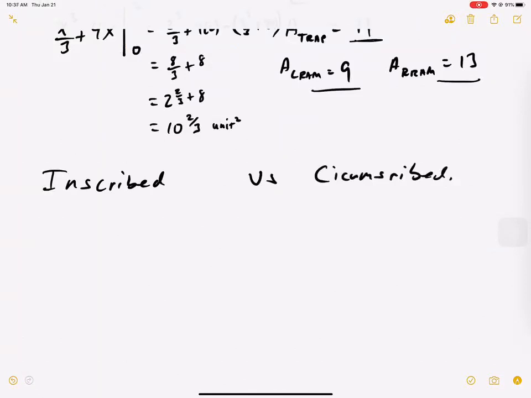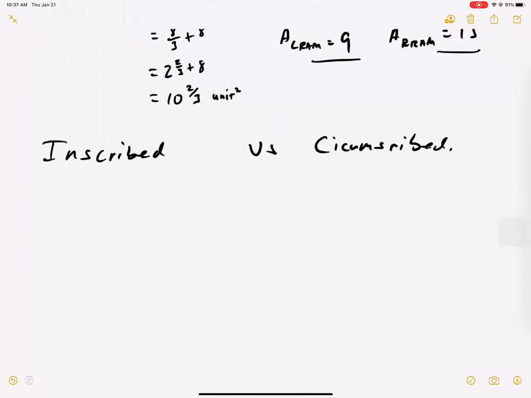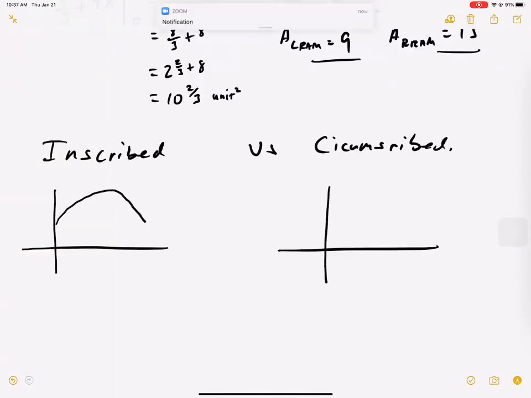Okay, so these are 2 more approximations, inscribed and circumscribed. Let me just give you a quick graph, and then you'll see what I'm talking about. Here is a graph of one. Here's a graph of another. See my idea?